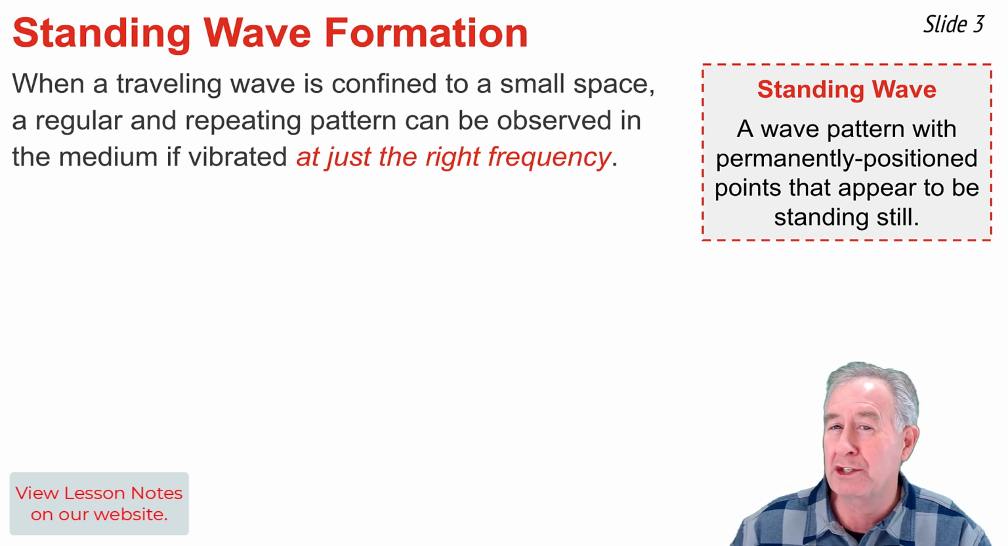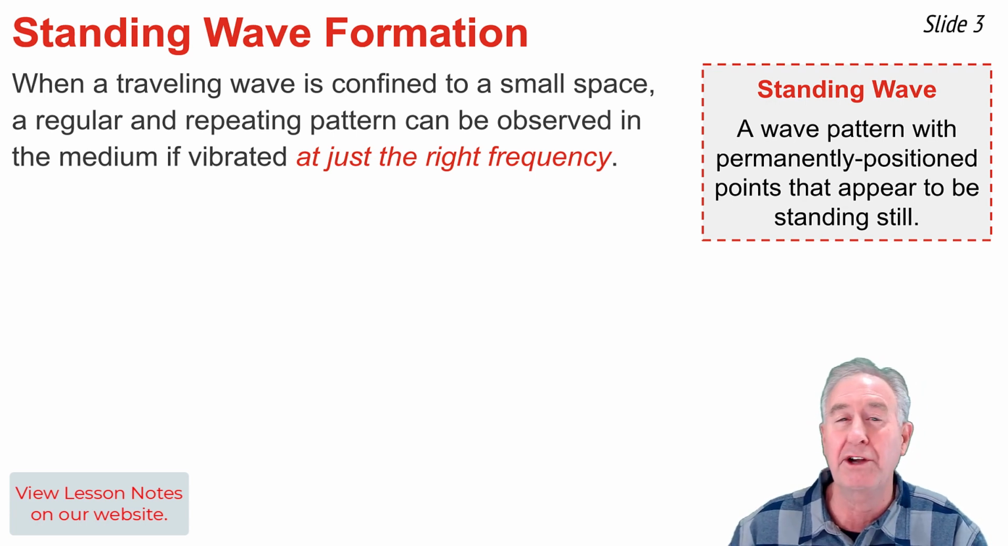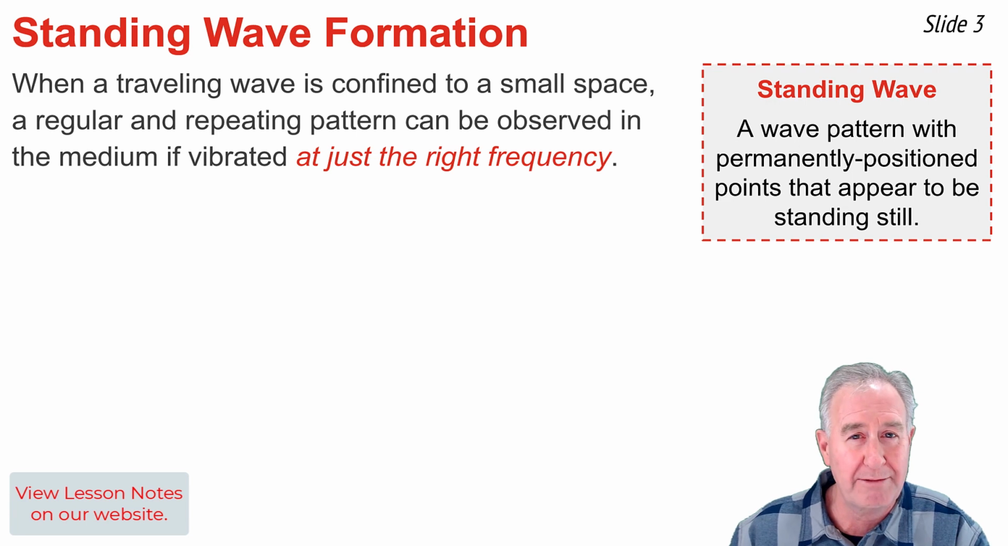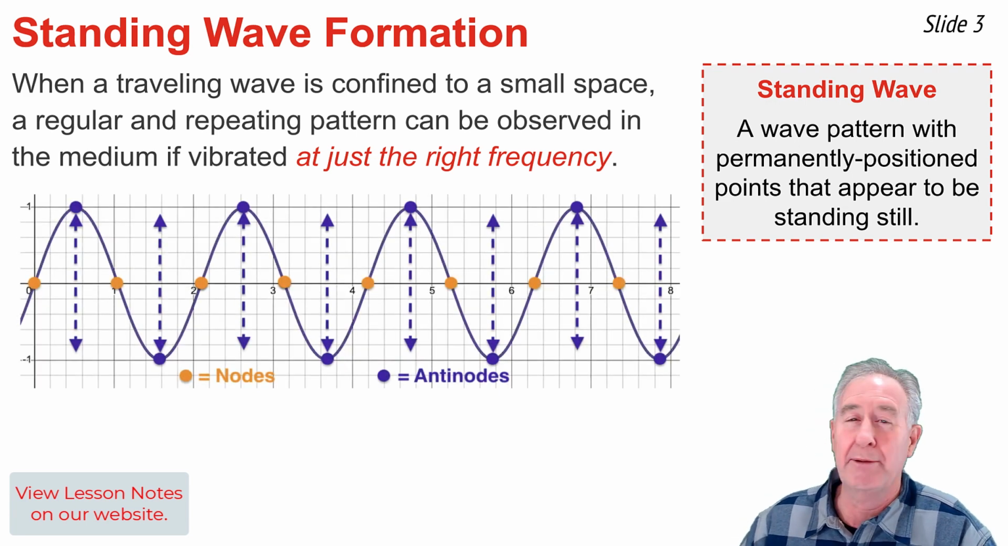When vibrated at just the right frequency, the reflected pulse off of one end will interfere with the incident pulse from the other end in such a manner as to produce points along the medium that appear to be standing still. We refer to these standing still locations as nodes, and the pattern that develops is known as a standing wave pattern. This is a diagram of a standing wave pattern established within a rope.